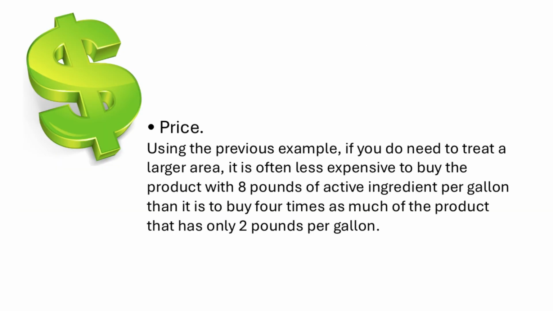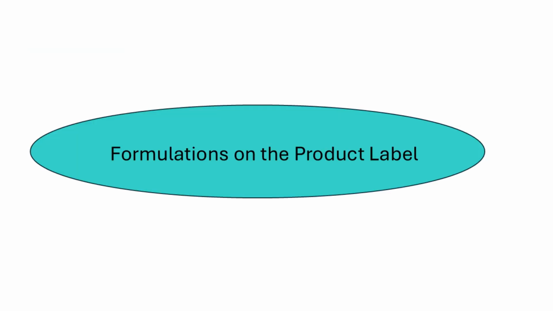Price. Using the previous example, if you do need to treat a larger area, it is often less expensive to buy the product with 8 pounds of active ingredient per gallon than it is to buy 4 times as much of the product that only has 2 pounds per gallon.